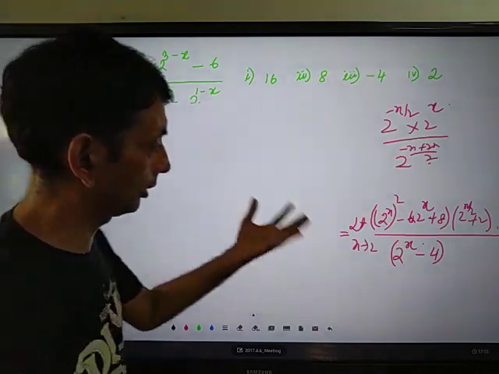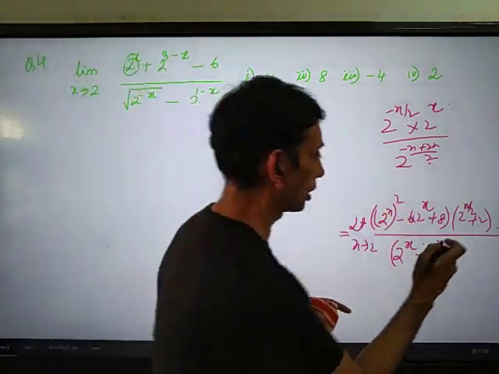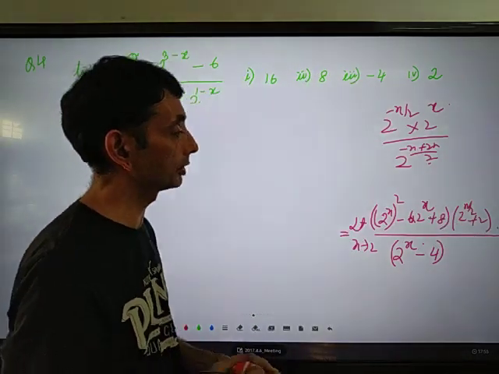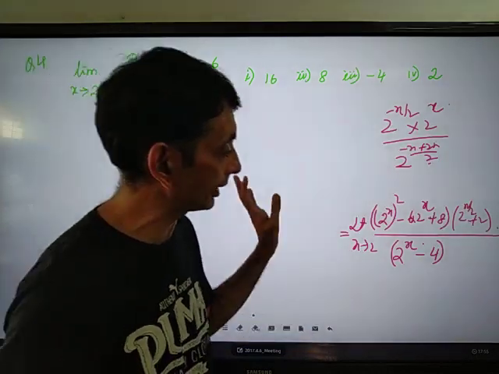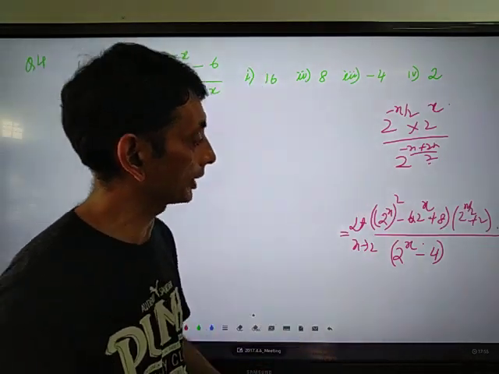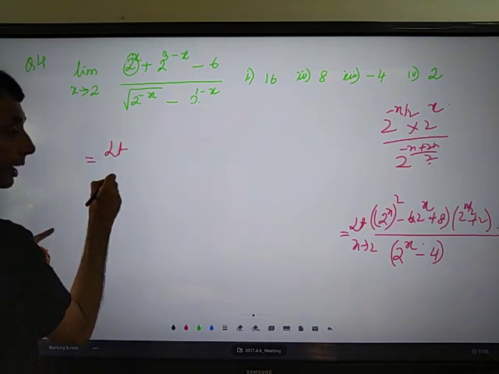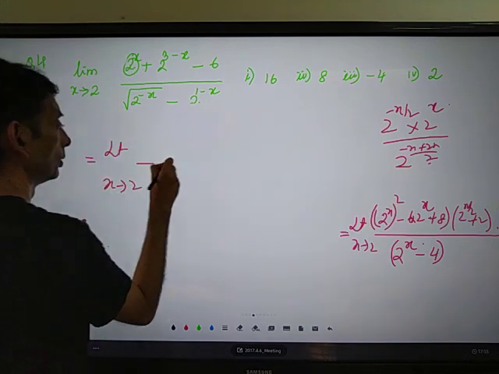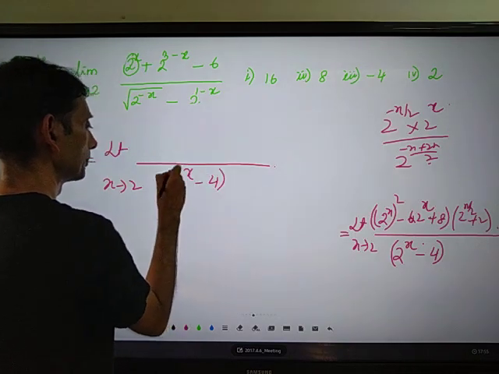Okay. I'll suggest that if you are solving along with me, it will definitely help you a lot. You can just pause the video for a minute, keep solving, and compare the answers. Okay. What are the next steps? Limit x tends to 2. Okay. This denominator is 2 to the power x minus 4.